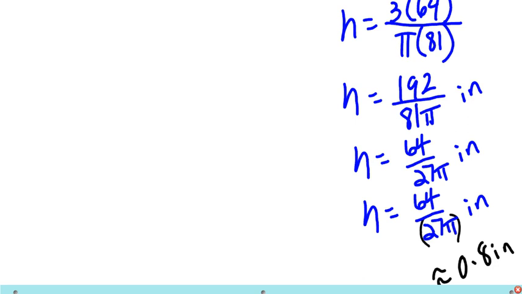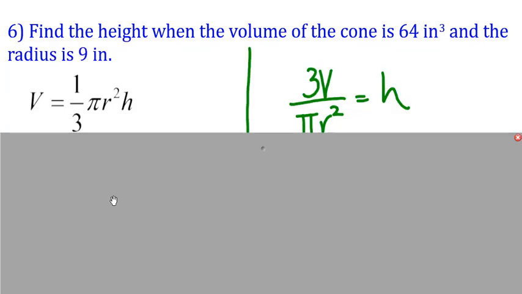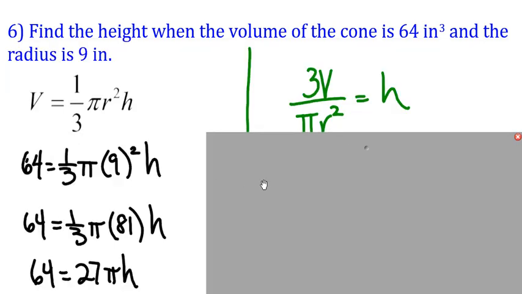So this made it fairly quick. If we already had solved for the height, just substitute in what we know to find it. Now, did you have to do it this way? No, we could have gone back to the original equation and substituted in the volume, substituted in the radius. But look, we have to undo it anyways to get the height alone.